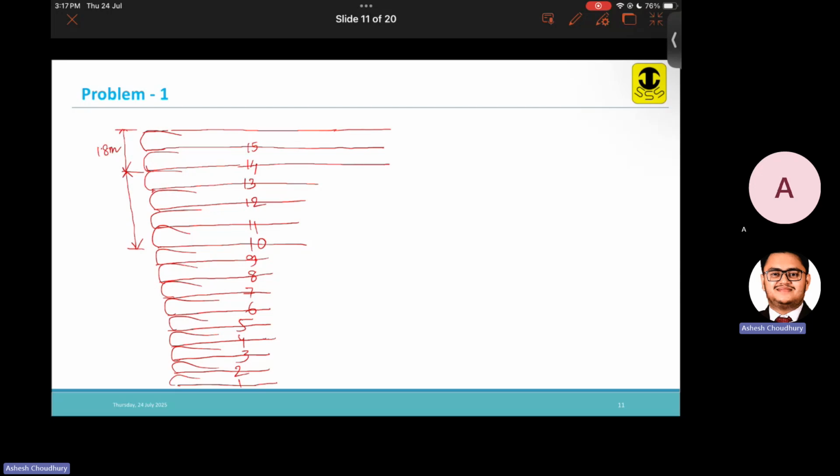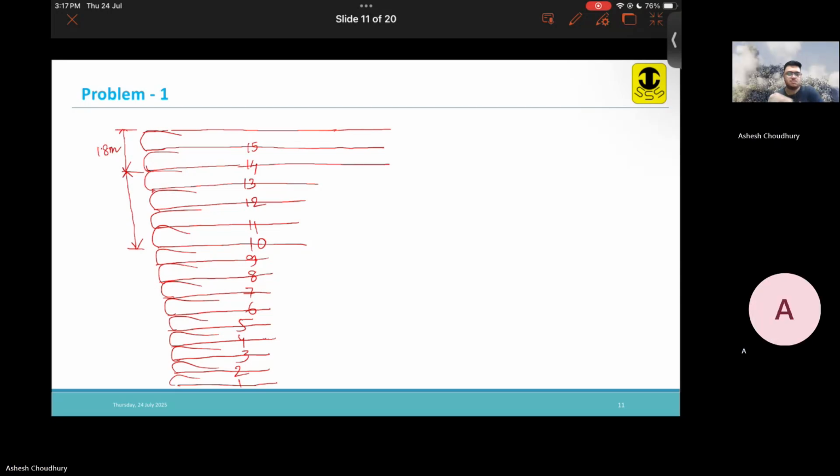Yeah, it's fine. Whatever we have drawn is fine. Yeah, this is fine. So this is 1.8.